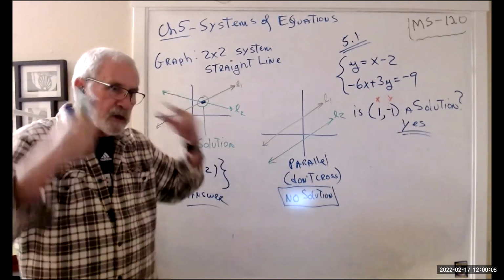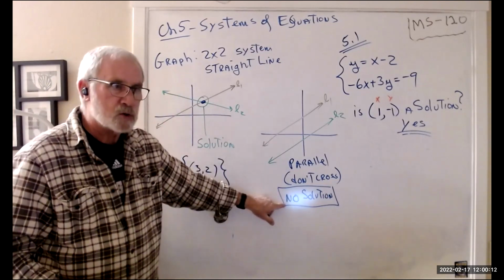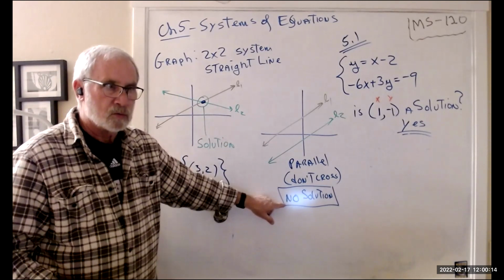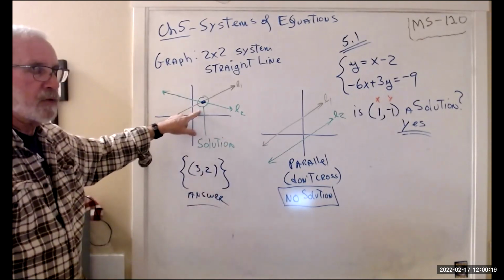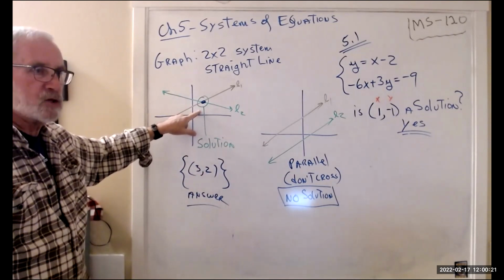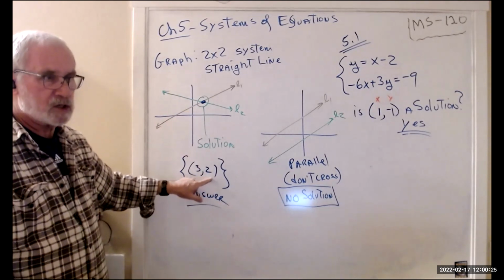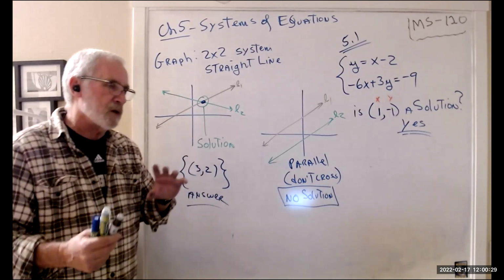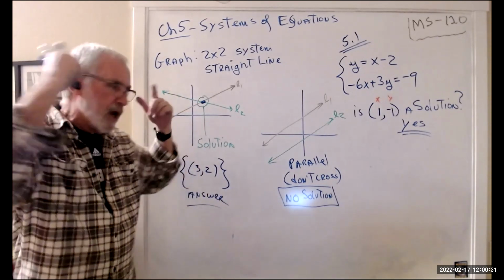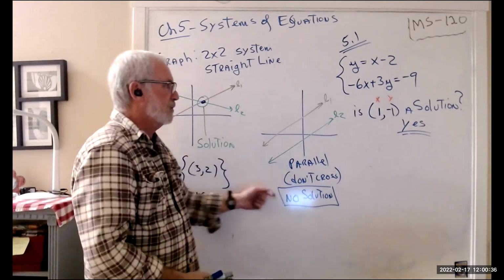Parallel is what you're thinking. Parallel is not the answer. The answer is no solution. Over here, you're thinking, oh, look, they cross. That's not your answer. Your answer is the ordered pair where they cross. So you need to differentiate between what your thoughts are and what your answer is based upon your thoughts.